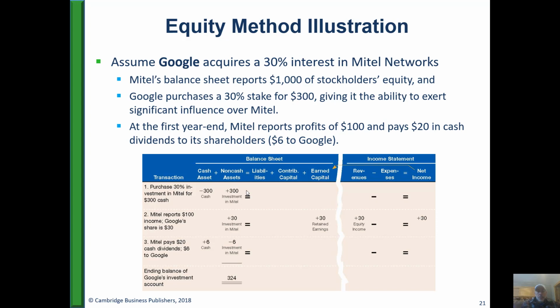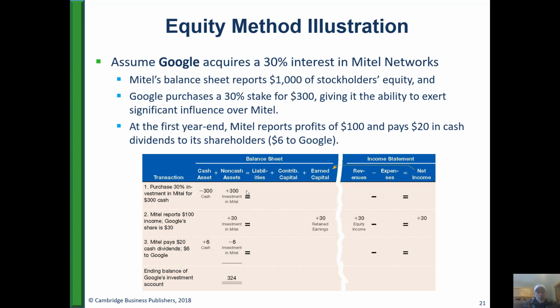Mattel's balance sheet reports $1,000 of stockholders' equity, and Google purchases a 30% stake for $300, giving it the ability to exert significant influence over Mattel. So that's the key point there. We have 30%, which is between the 20 and 50% range, so we're going to use the equity method of accounting. At the first year end, Mattel reports profits of $100 and pays $20 in cash dividends to its shareholders, which would mean $6 to Google based on their 30% stake.